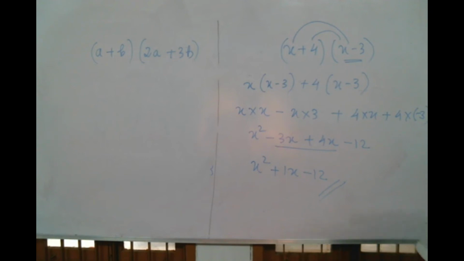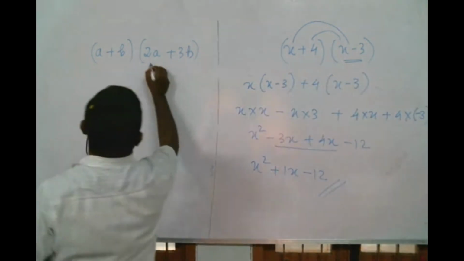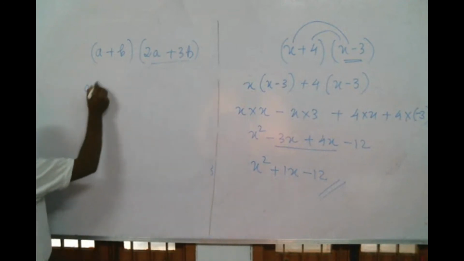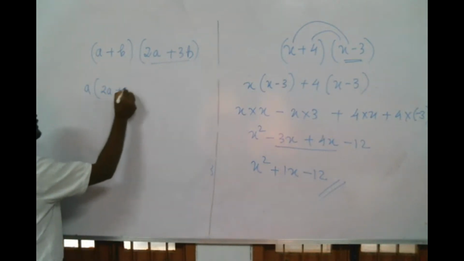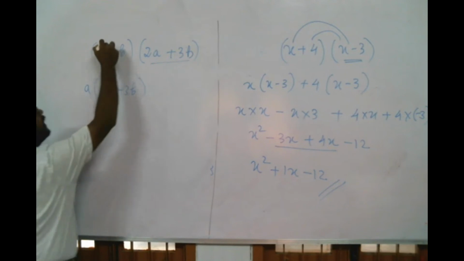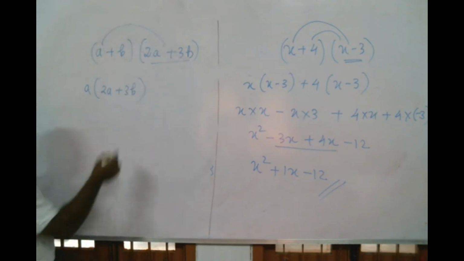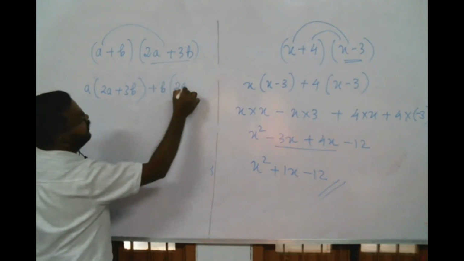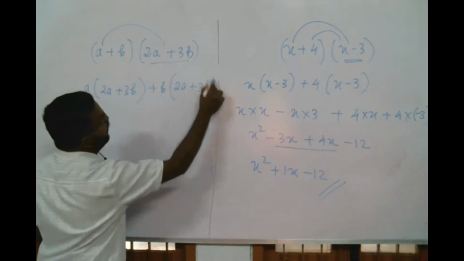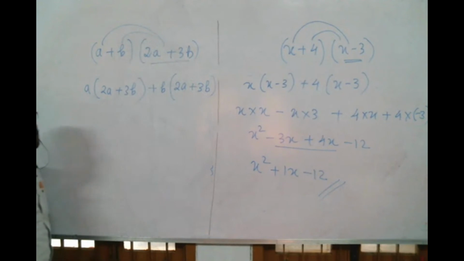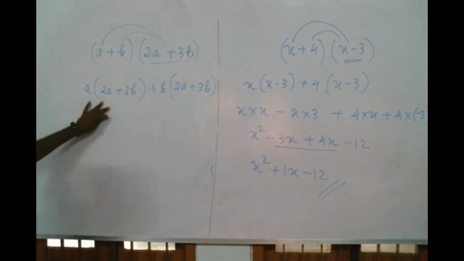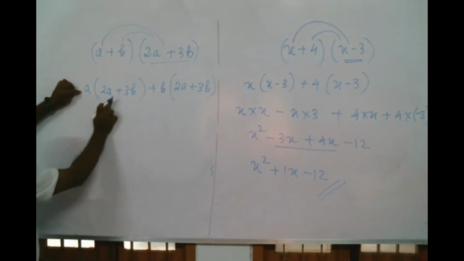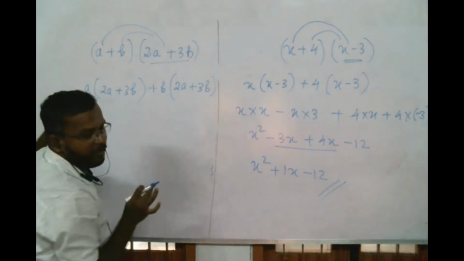Okay, fine, let's do it on the board now. We'll take this as one term. So A we have to multiply with 2A plus 3B. A we are multiplying with 2A plus 3B, and plus B again we are multiplying with 2A plus 3B. This plus B also we have to multiply. Now use distributive property.